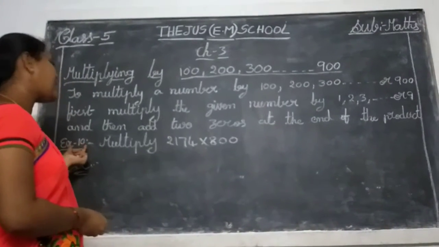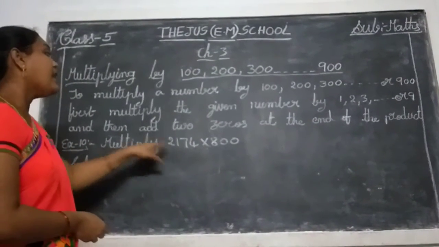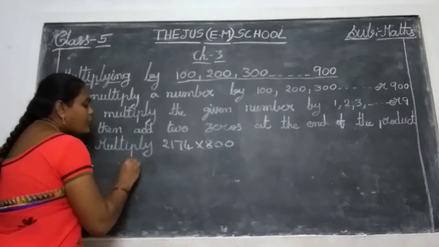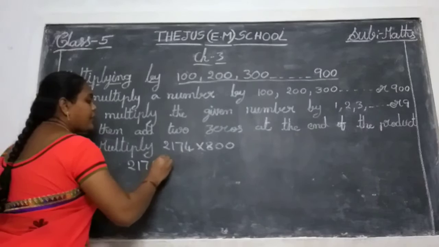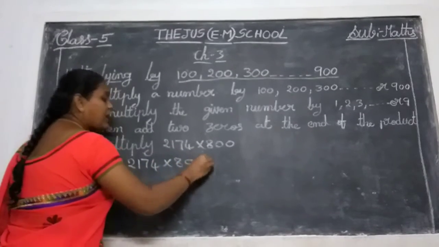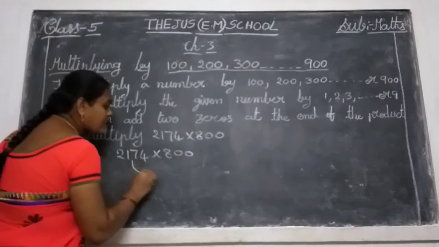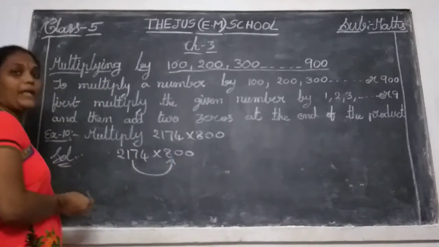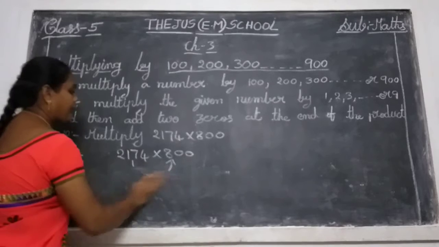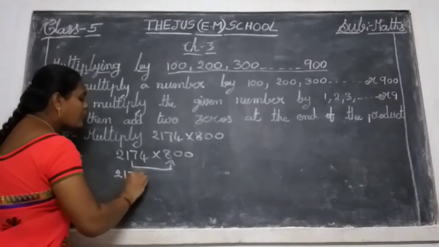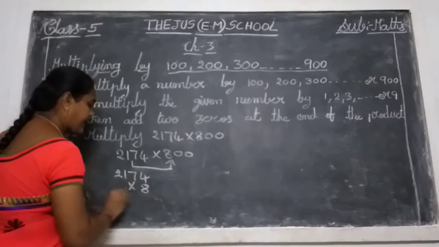Okay children, see the next example. Multiply 2174 with 800. So you write here 2174 into 800. Okay children. So in the easy method, what will we do? 2174 into 8. First you do the multiplication. So you do the multiplication 2174 into 8.